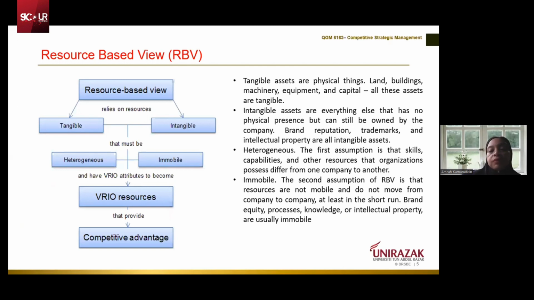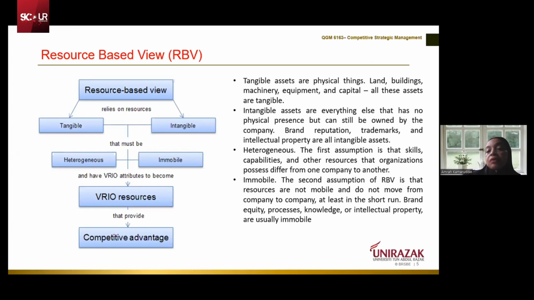The resource-based view relies on resources which are tangible and intangible. Tangible is the physical asset that you see: your machinery, your equipment, your capital. This is something that you can see and hold. Ya, kita boleh pegang, kita boleh rasa. That is tangible, for example the machine in your factory, the equipment that you have in your office.